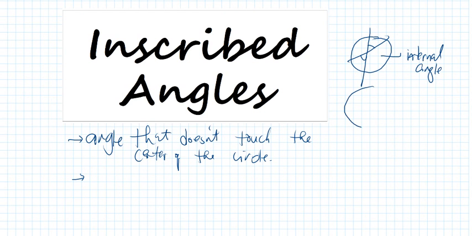Another type is going to be like this: two chords intersecting together, but not at the center. These are called internal angles. An inscribed angle is not in, but on the circle. It's on the circle.